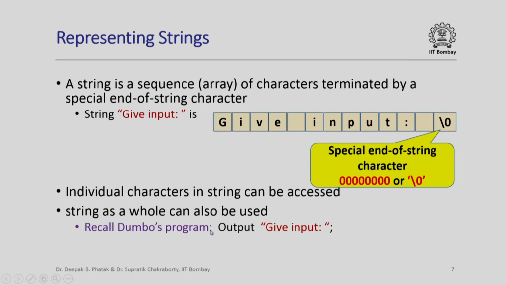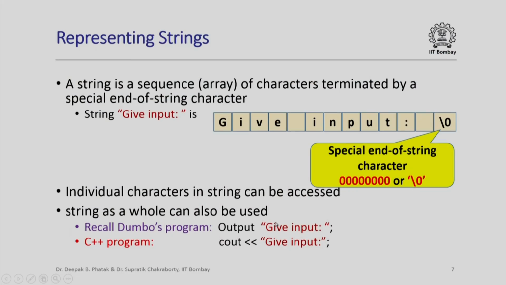Recall that in Dumbo's program we had instructions like output a message string like "give input colon". So, in a C++ program the corresponding thing would be something like cout, this redirection operator, and then the same string "give input". We will see more about what this cout represents and what the statement exactly does in C++, but this is the analog of what we would do in Dumbo's program. In Dumbo's program we would say output this string, in C++ we will say to cout feed this string as a stream of bytes.